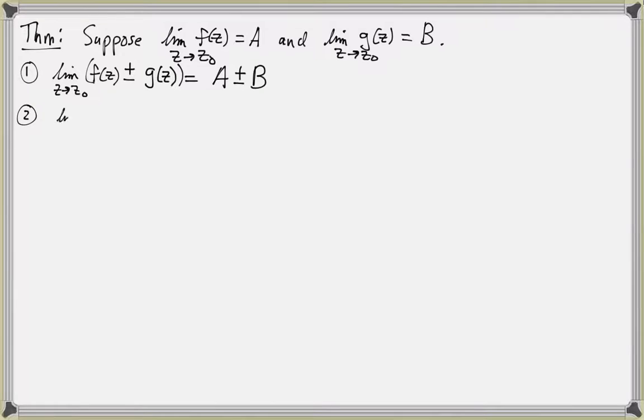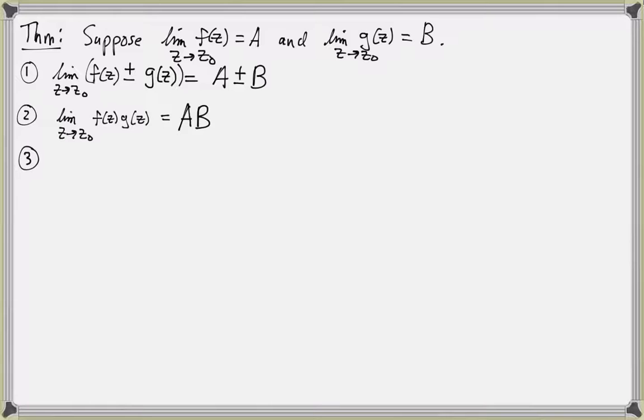Secondly, the limit of f of z times g of z as z approaches z0 will equal a times b. So the limit of a product will be the product of the limits.